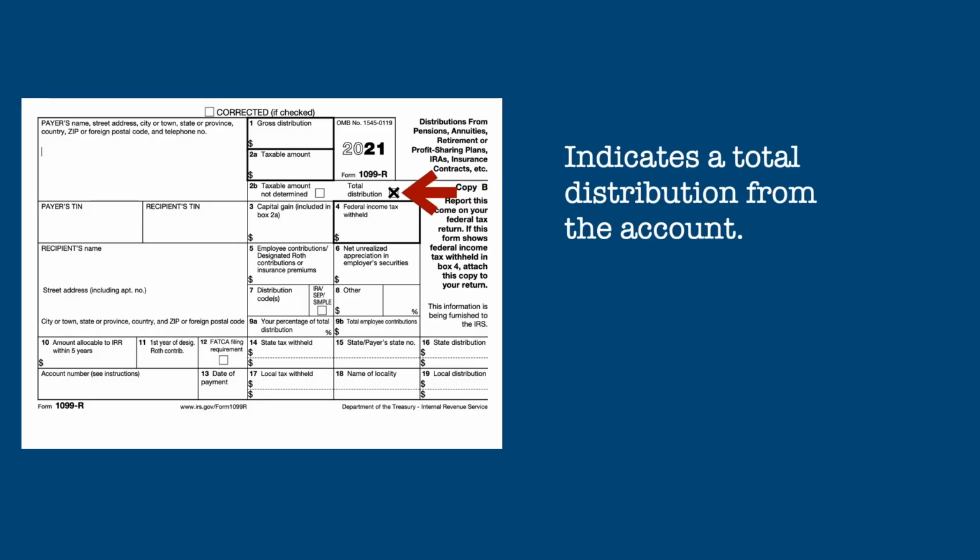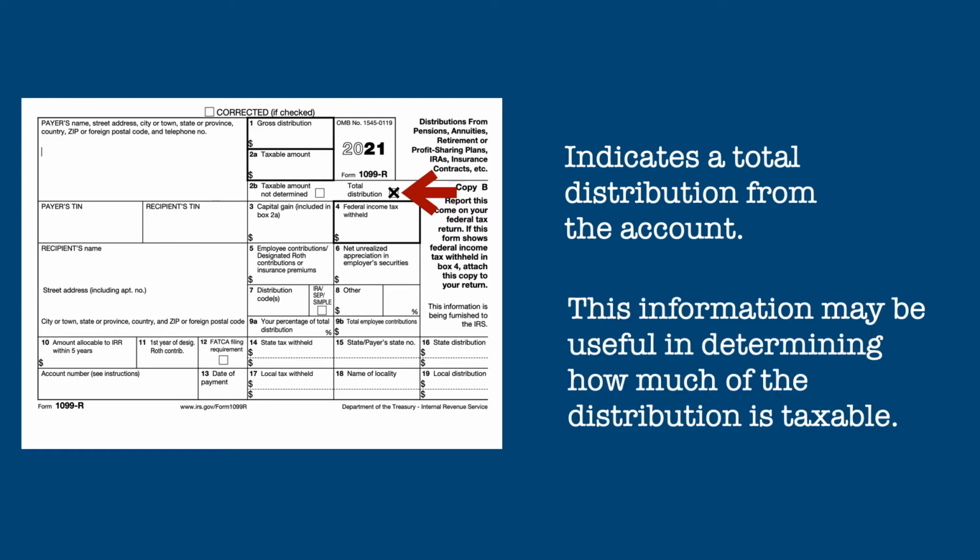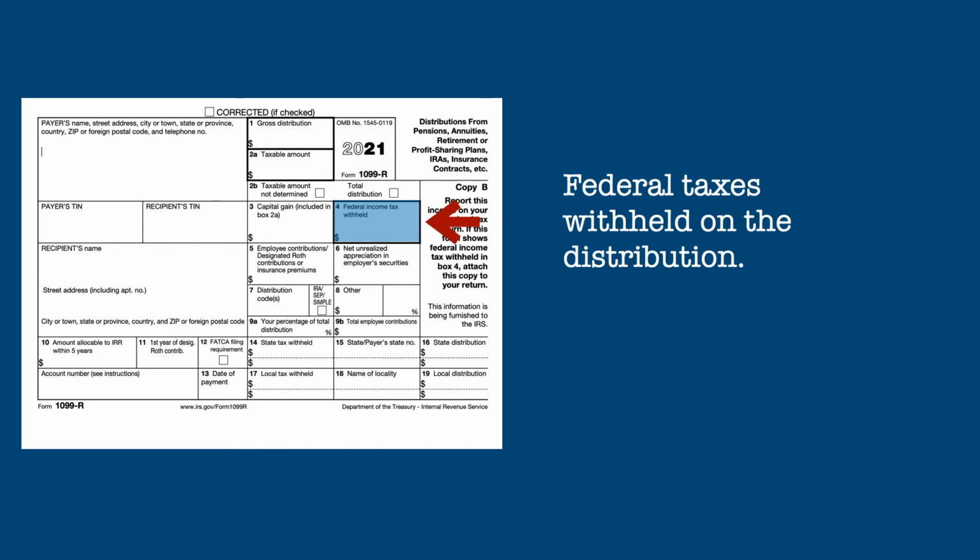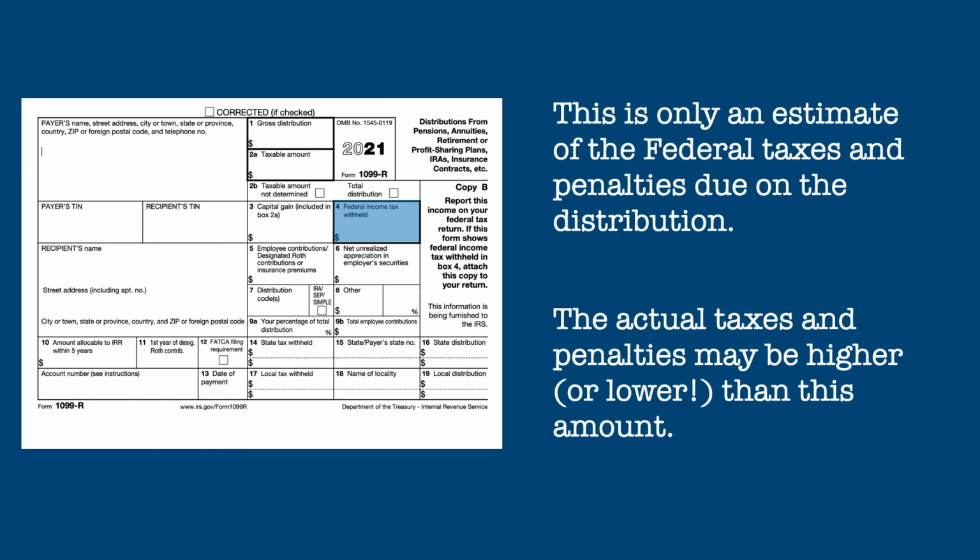If you have received a full payout of the amount in the account, the total distribution box will be checked. This is one of the factors that can determine how much of the distribution is taxable. Let's skip ahead to box 4. This is the amount of the federal income tax that was withheld from the distribution. A common misconception is that when there is an amount in this box, the taxes were paid on the distribution and that no more taxes or penalties are due. Just like any other tax withholding, this is just an estimate of the taxes that are due on the distribution, and they may be more or less than this amount when the tax return is actually filed.